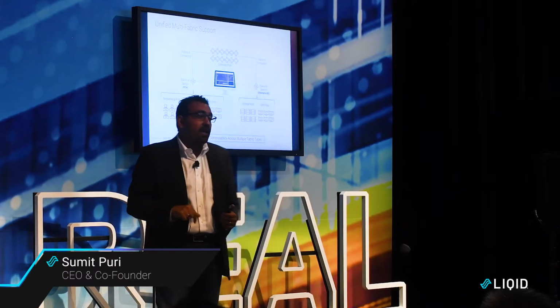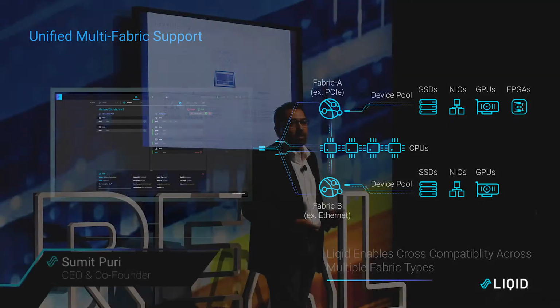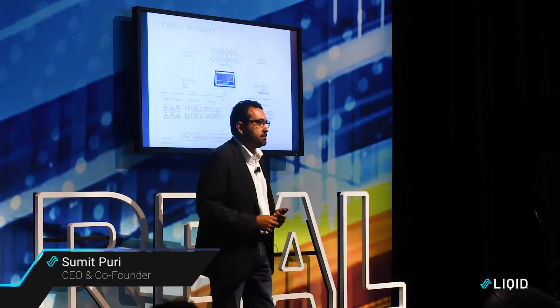Now, the announcement we're making at the show here this week is multi-fabric support. So you're gonna be able to support PCIe fabrics, and you're gonna be able to support InfiniBand and Ethernet fabrics, all from a single pane of glass, and cross-compose against these fabrics. So you'll have a fabric of PCIe devices, grab what you need, connect it to the server. You'll have a fabric of Ethernet or InfiniBand devices, grab what you need, connect it to the server, all through the Liqid Command Center software.